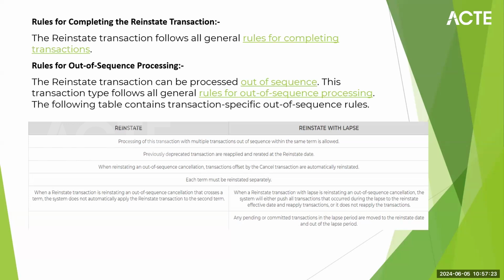Any pending or committed transactions within the lapse period are moved to the reinstate date and out of the lapse period. Suppose you have done any pending transactions or any transactions before the reinstate, those will be moved to after the reinstate. The order will be changed.